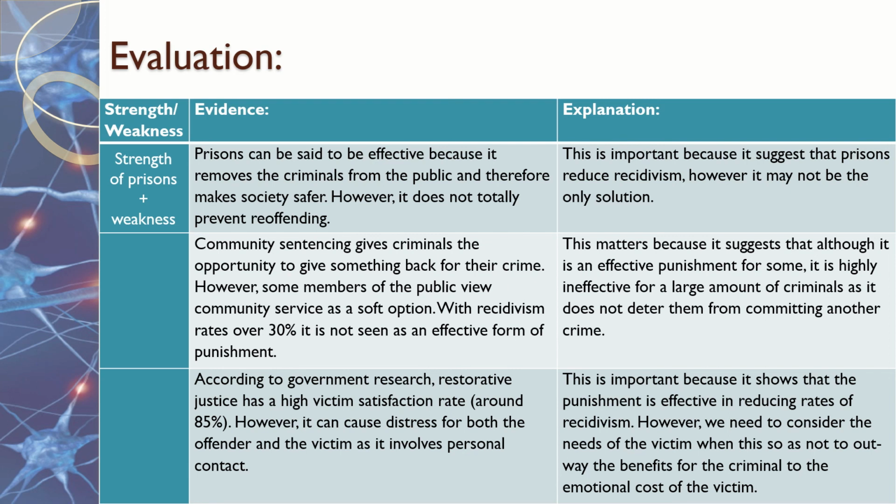Do we think it's a strength or a weakness? Again, it's a strength and a weakness. Our first sentence is our strength and our second sentence is our weakness. According to government research, restorative justice has high victim satisfaction rate, around 85%. So 85% of the time, victims feel a lot better after speaking to them. However, it can cause distress for both the offender and the victim as it involves personal contact. And what we mean by personal contact is people personally talking about something that's affected them.